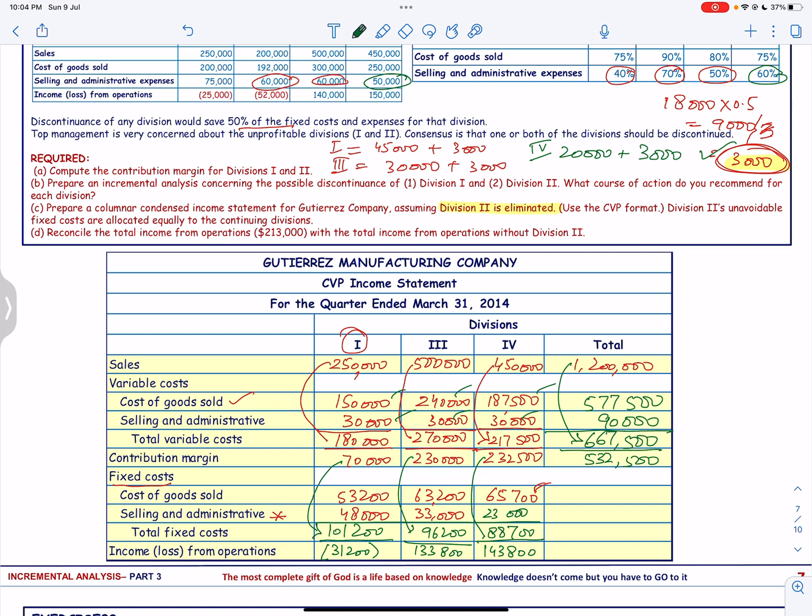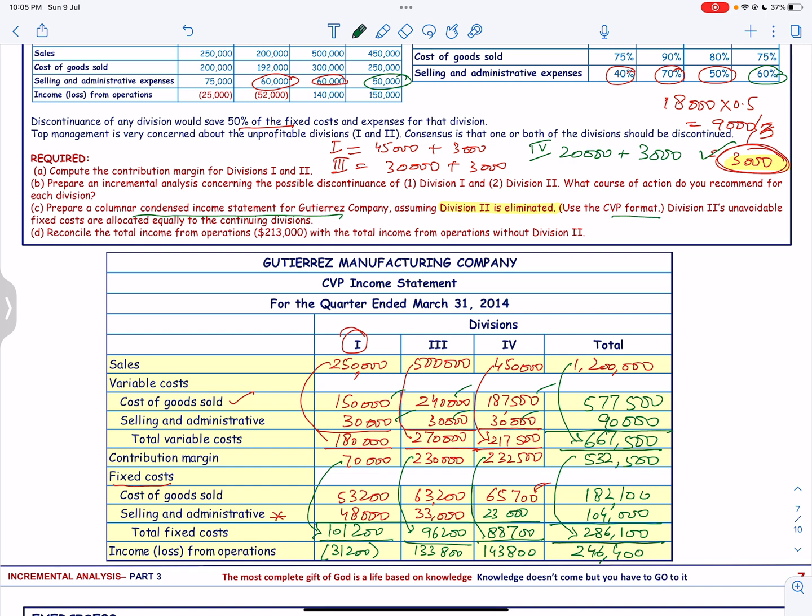The total fixed cost of goods sold will be the total of these three again, and that will be 182,100. The total fixed selling and administrative expenses will be 104,000, and the total will be 286,100. This is the total fixed cost. Now we have the contribution margin and we have the total fixed cost. So contribution margin minus total fixed cost will give us 246,400.